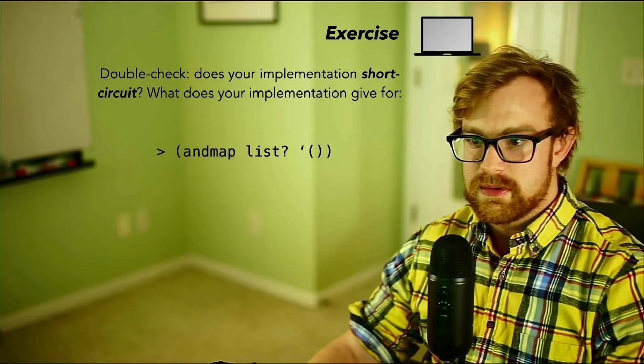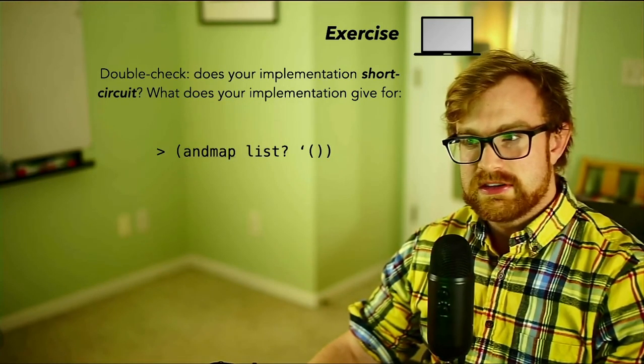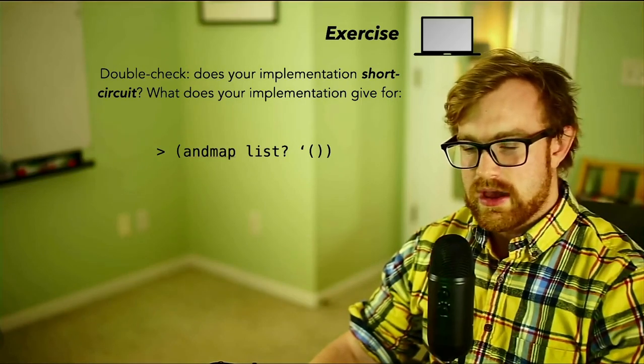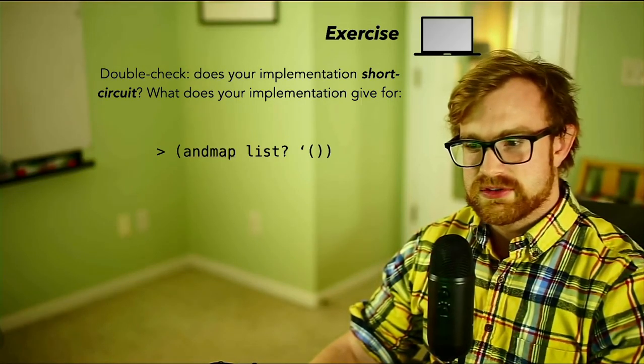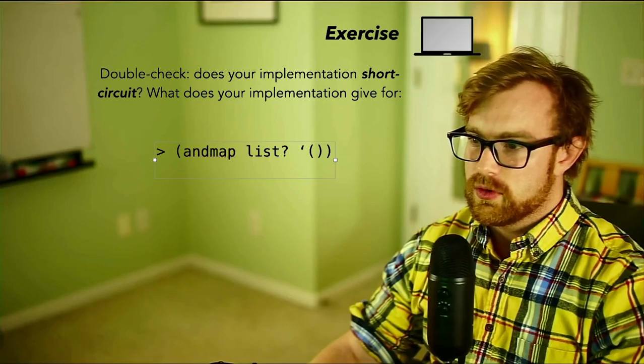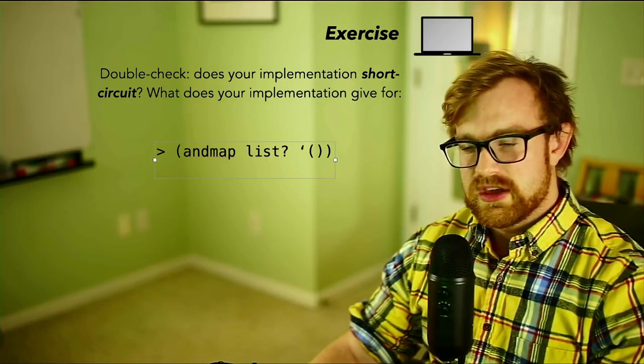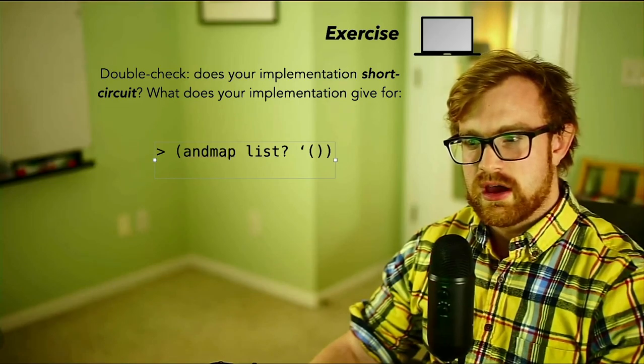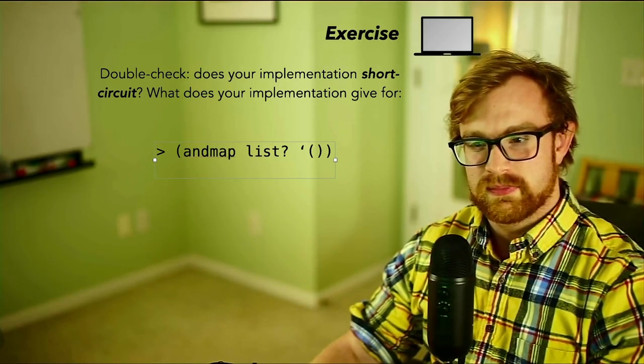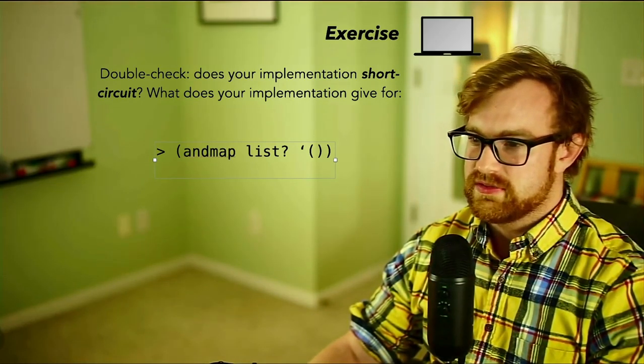And then the other thing to keep in mind is that our implementation short circuits. So this gives our first hint. What should we do for the empty list? For the empty list, we should return true, right? Because we're looking to falsify ourselves.